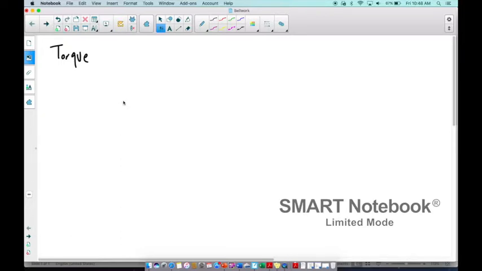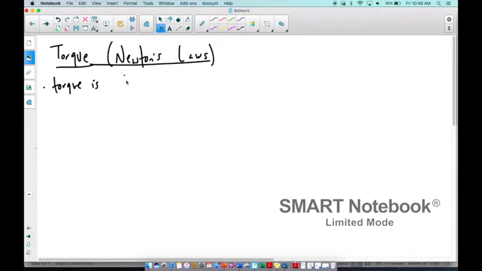Okay, so first we need to analyze, I guess, Newton's laws for objects of shape. And the backbone of this concept, as I said, will be something known as torque. So let's define what torque is, first of all, conceptually. Torque is the rotational analog to force.